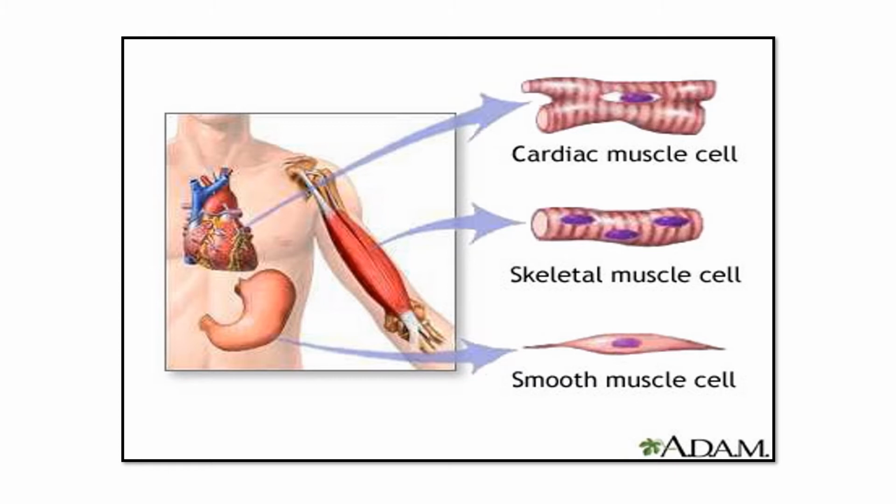Yes, see this diagram where cardiac muscle is found in the heart. Then skeletal muscle is present in the upper arm position. Smooth muscle is found in the stomach region. Inside the stomach, smooth muscle is found.